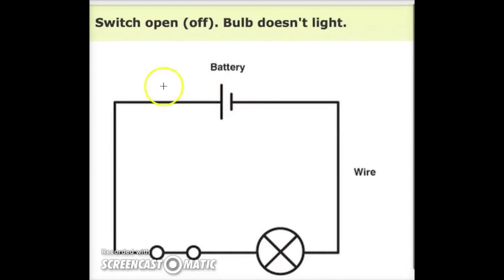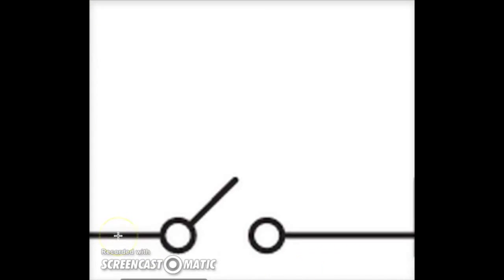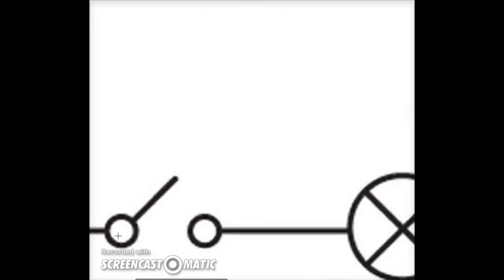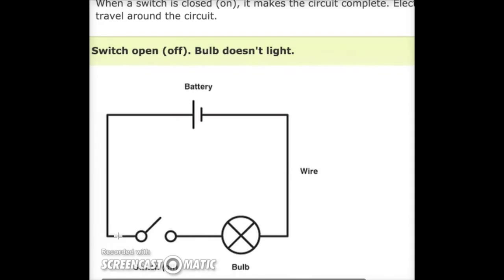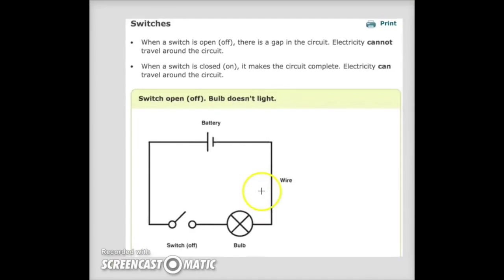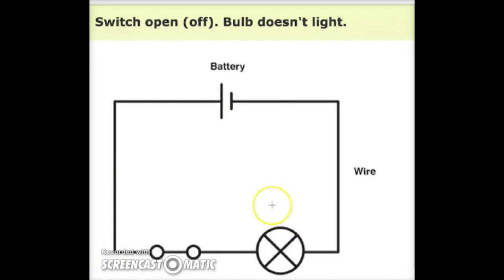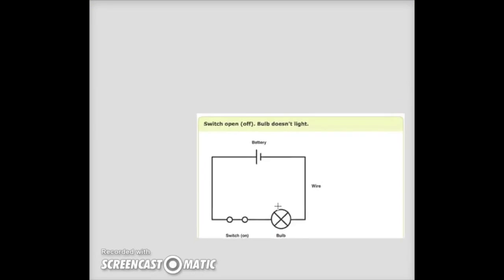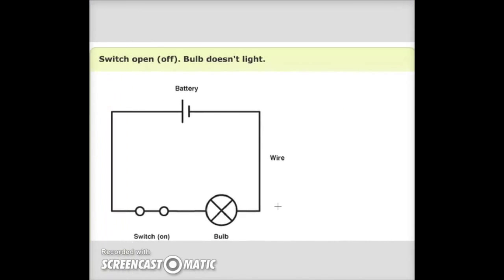So that is why the current will never be able to reach the lamp if the switch was open. So if the switch is open, no current will be able to reach the bulb, and therefore the switch won't work. But here, the bulb will light up because the switch is closed and everything's complete.